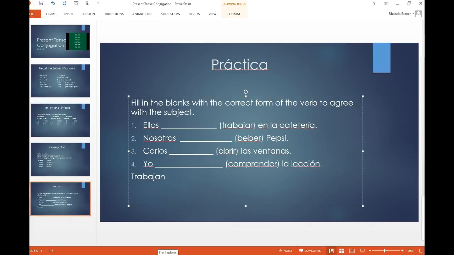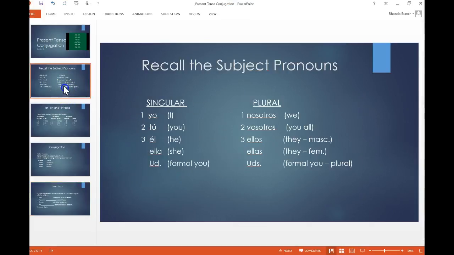Nosotros beber Pepsi. We drink Pepsi. If we drop the ER, we're simply left with BEB. Now, your subject is nosotros. Nosotros is first person plural. Take a look here. First person plural, you see nosotros. So you would also have to use the ending for first person plural.